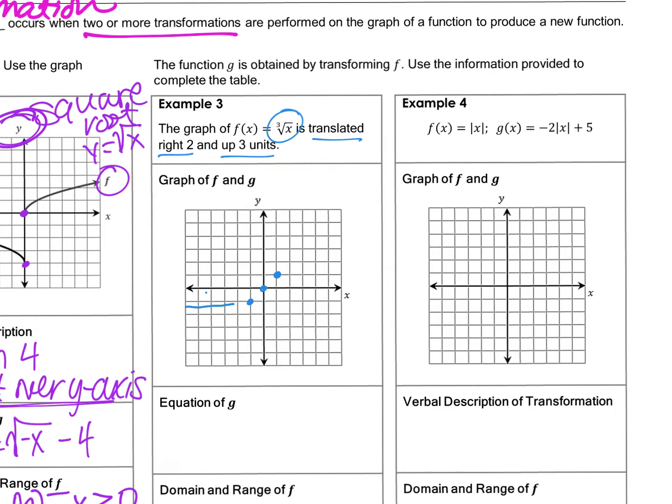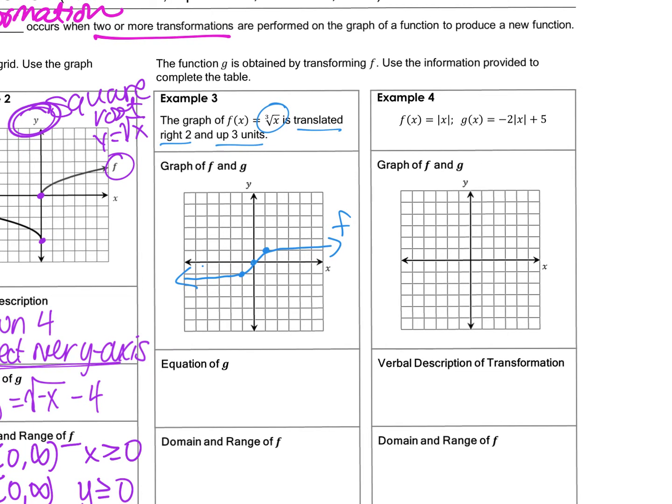But in this case, we can't graph that. So I'm going to go ahead and just graph f first, which is my parent function. Now I need to translate it right 2, up 3. We moved our origin point. Now everything else will stay the same because there's no other transformations.